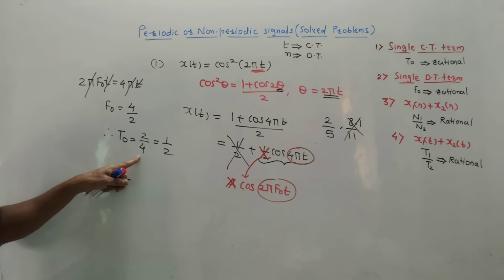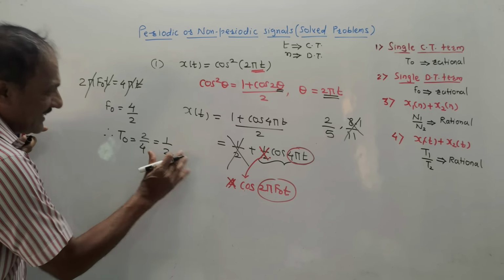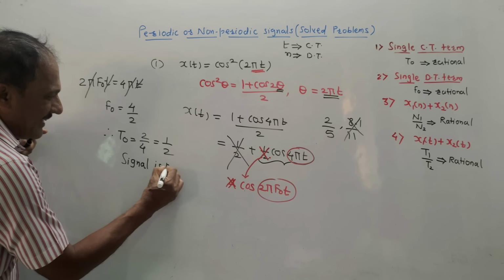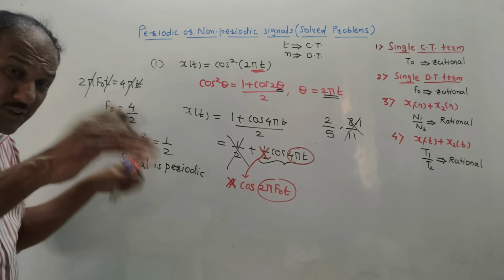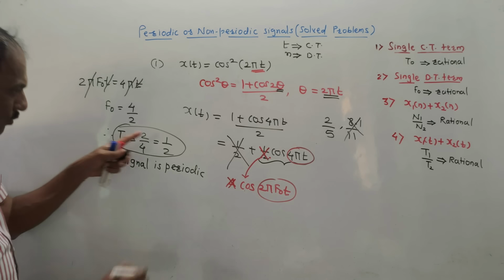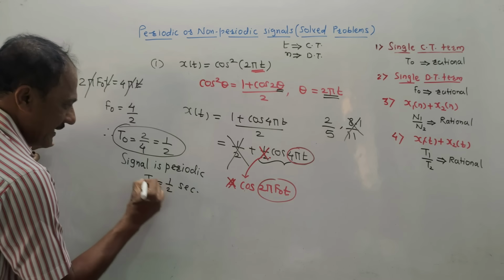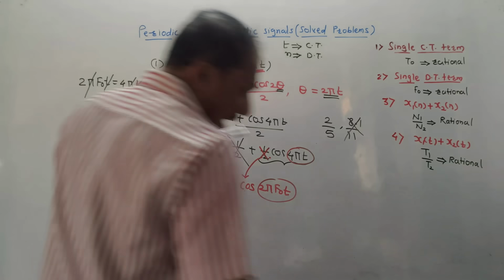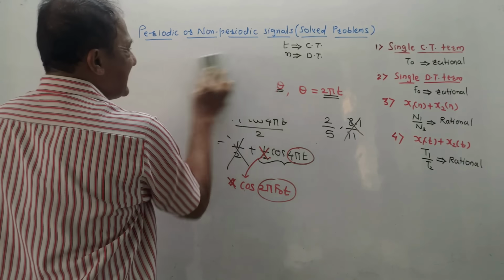Look at the calculated answer. T0 is 1 by 2. There is no decimal point. So since it is rational, the signal is periodic. In the exam, you will have to write it like this: since T0 is rational, the signal is periodic. What is its fundamental period? Simple. We have just now calculated the value of T0. So whatever value of T0 we have, that is 1/2 seconds, is the fundamental period of this signal. So this is the way to solve the numerical if there is a single CT term.